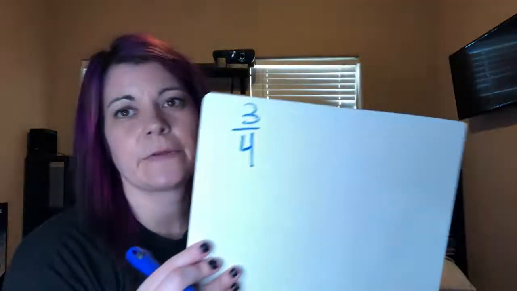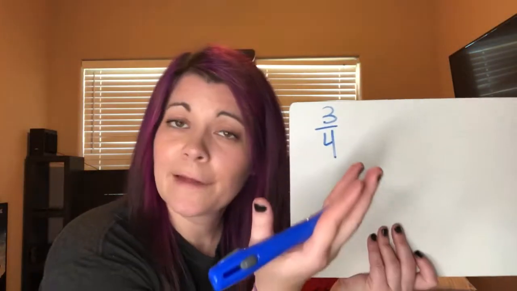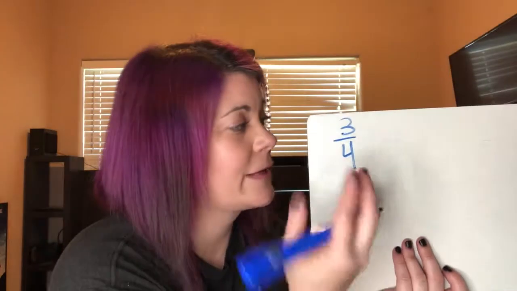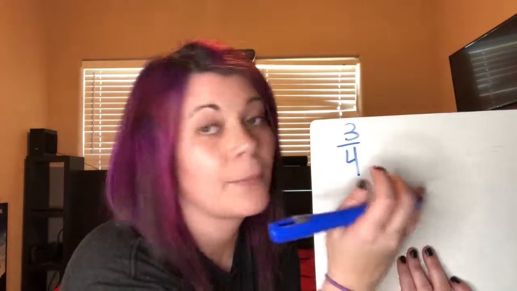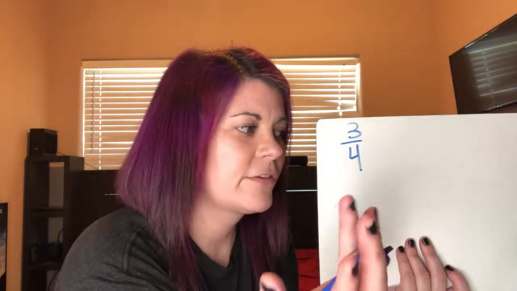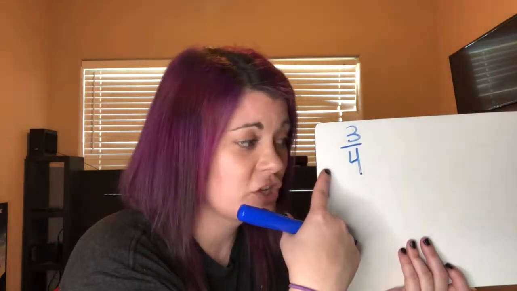So for example, 3/4. So this is a ratio. It looks like a fraction. Fractions are ratios. It's comparing two numbers. We could say 3 girls to 4 boys, or 3 apples to 4 oranges. So it's comparing two different numbers by division.